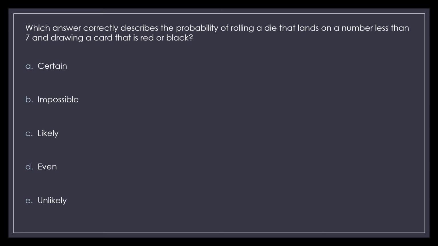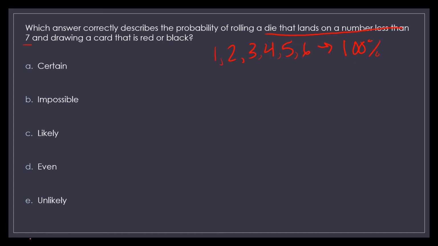Alrighty, which answer correctly describes the probability of rolling a die that lands on a number less than 7 and drawing a card that is red or black? Our answer choices here are a little bit different. I want to know how likely it is. If I'm rolling a die that lands on a number that is less than 7, well, that's all of them, isn't it? Because I could roll a 1, 2, 3, 4, 5, or 6. Those are all the numbers on my die, and those are all less than 7. So that's a 100% chance.